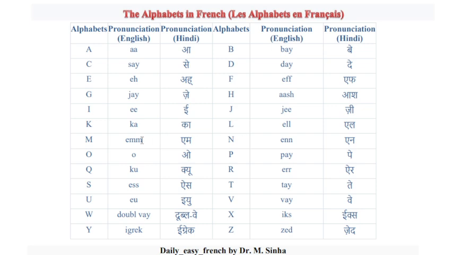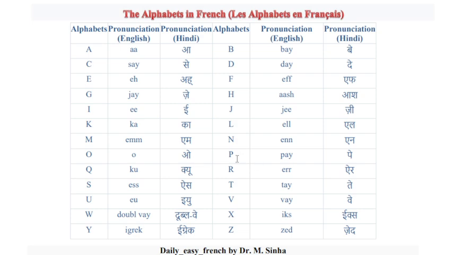Okay. M. M is also called M. Same like English. Okay. N. N is also called N. Same like English. Very good. The alphabet O. O. Same like English. Okay. Alphabet P.